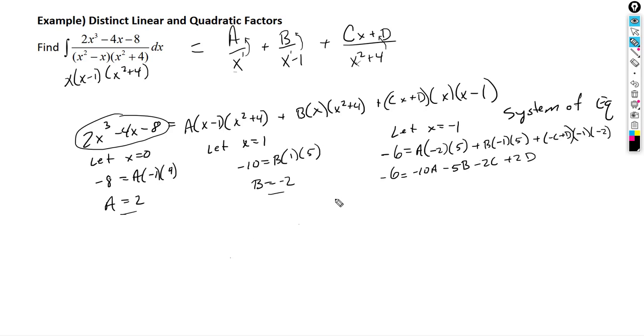All right, cool. Well, now I know what A is, I know what B is, and I can plug in. So I get -6 is equal to, A is 2, so that's -20, plus 10, because that's -5 times -2, minus 2c plus 2d, and let's solve for c and d here. So this is -10. When I bring that over, it becomes a +4, equals -2c plus 2d. And now, let's divide everything by 2. So 2 is equal to -c plus d. All right? Fantastic.